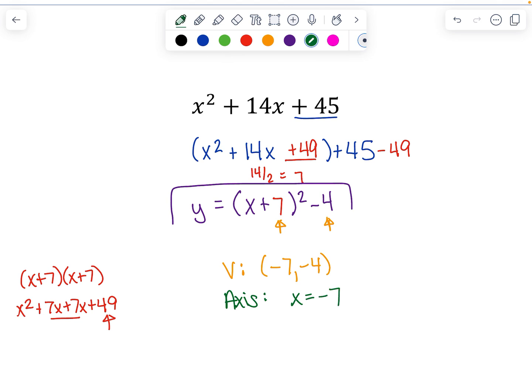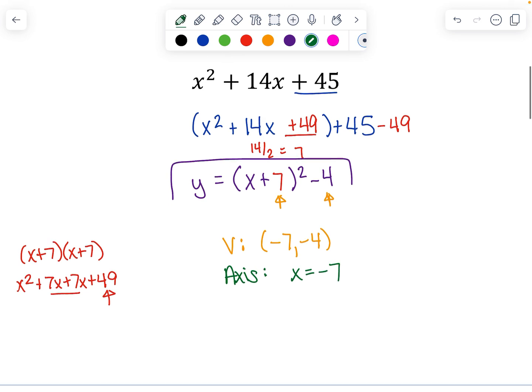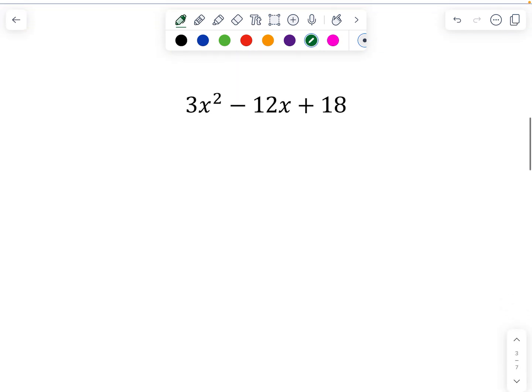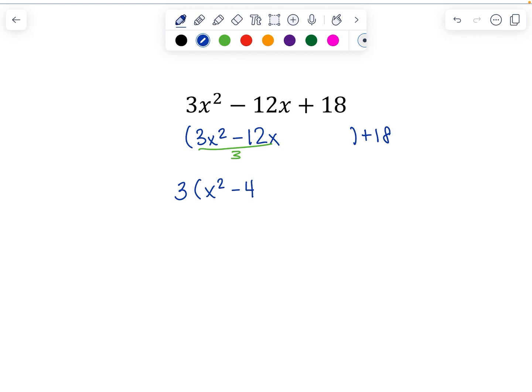All right, now sometimes we're going to have a quadratic equation that has a stretch. And so to turn this one into vertex form, it's going to have one extra step. I'm still going to move 18 out of the way. But now I've got to deal with this 3 that I've got inside parentheses, and to do that, I'm going to divide by 3. So now my equation says 3 times x squared minus 4x plus 18.